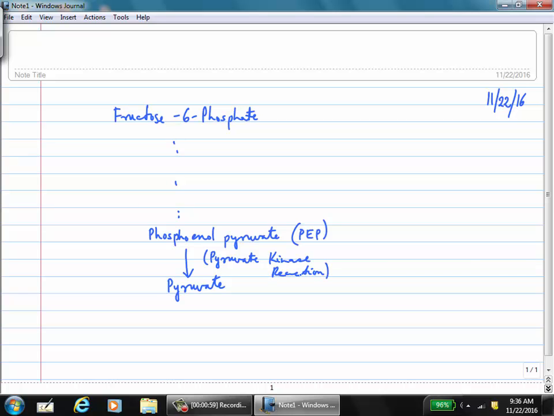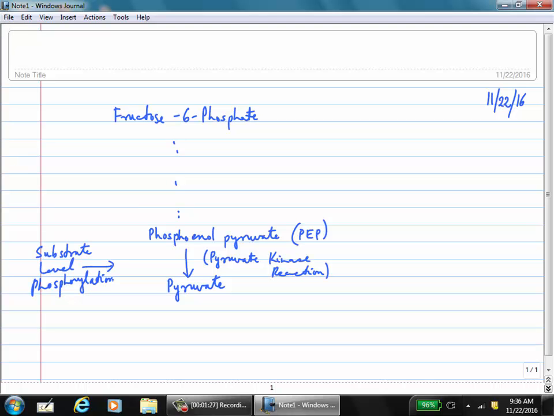Because the phosphoenol pyruvate actually loses a phosphate, right? And ADP goes to ATP, right? And the phosphorylation that happens here, ADP going to ATP, is also called substrate level phosphorylation. Right? And then once you go to pyruvate, all right, what happened after that?